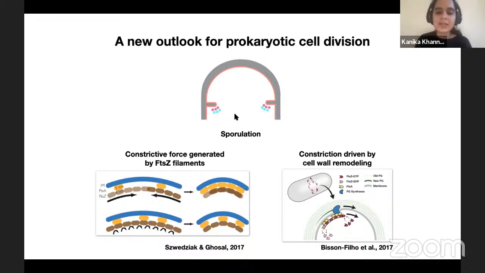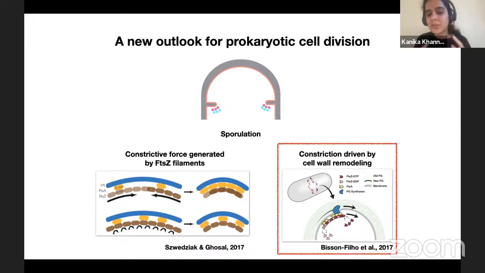So the fact that we do not see any cell division proteins on the forespore side participating in cytokinesis, and the septum still constricts, gives more credence to the theory that it is probably just the remodeling of the cell wall, the continuous making and breaking of new cell wall materials, which is providing enough energy for cell division to happen. And FtsZ acts more as a scaffold rather than generating any constrictive force to participate in cell division.